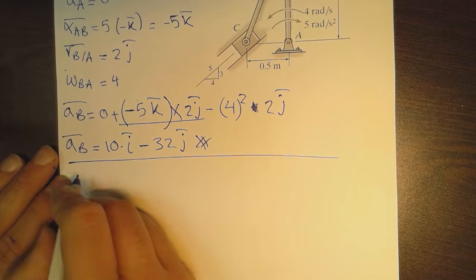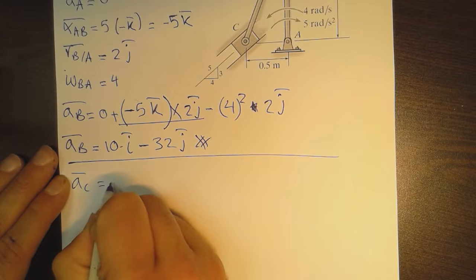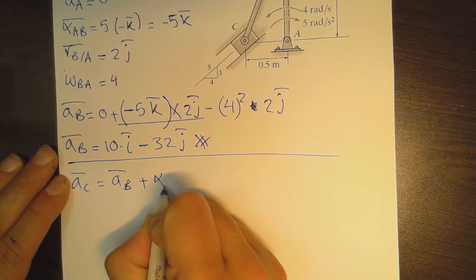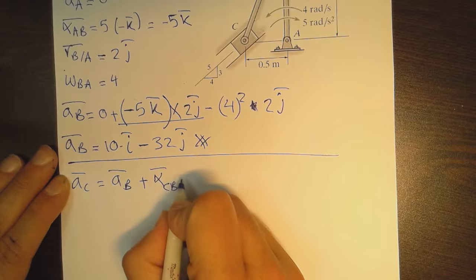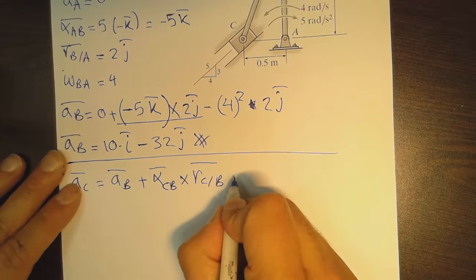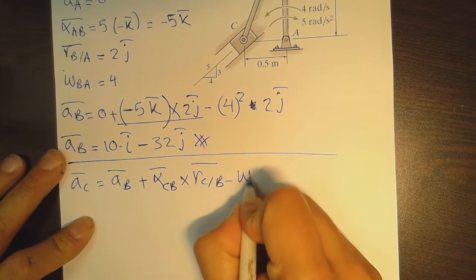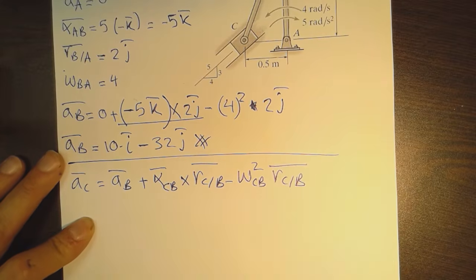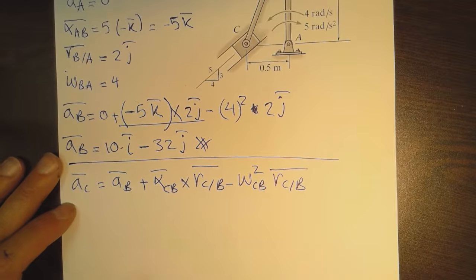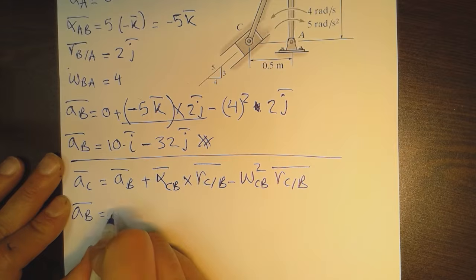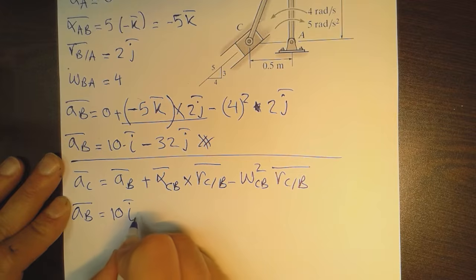So AC here is equal to, using the same equation, AB plus alpha, CB or BC doesn't matter, as a vector, of course, cross product RC with respect to B, and minus omega CB squared RC with respect to B. So this is what we have. This is what we need. So for the AB, we already know it. It is here. So I'm gonna write it down again. It is 10I minus 32j.